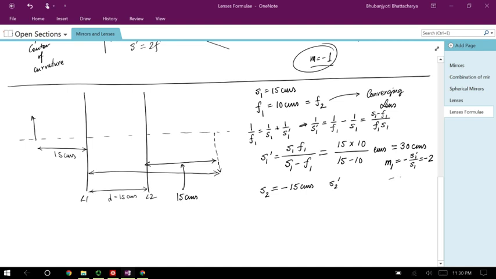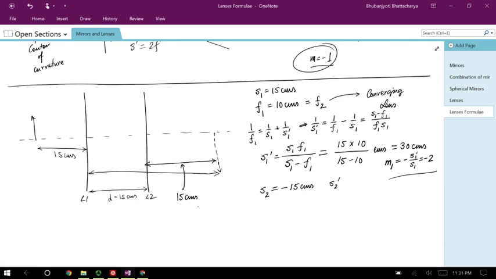That's the idea of this M1 equals negative 2. Okay, so that's why this image over here, we didn't need to actually draw the ray diagrams to figure out that this was an inverted image, twice the size of the object. Okay, let's now try to find out S2 prime.